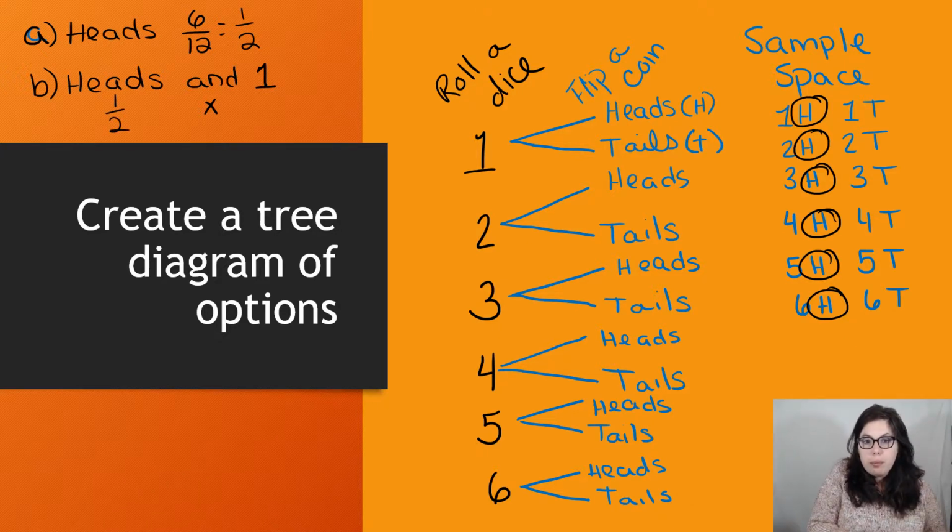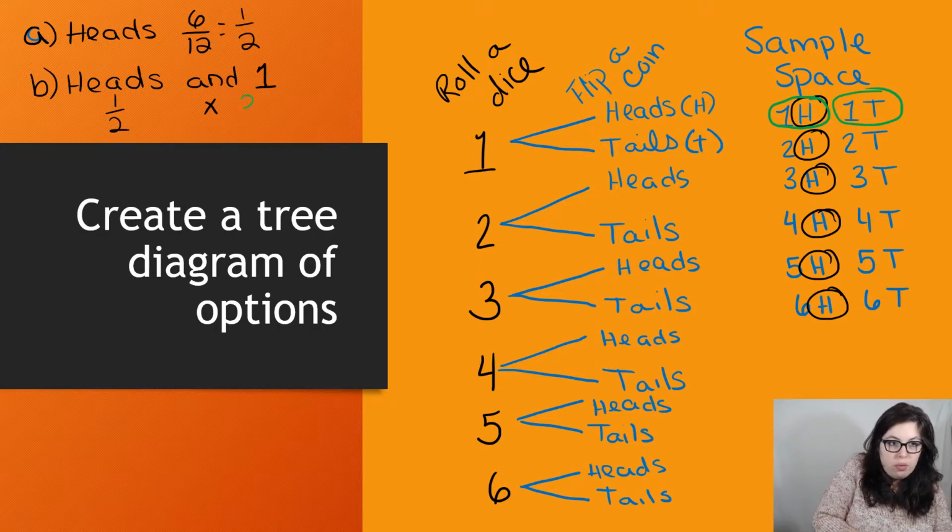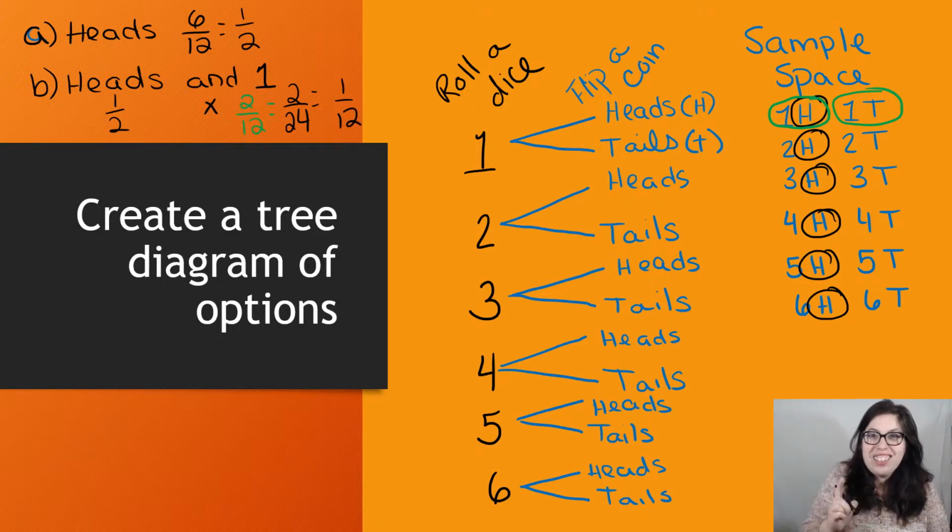Okay, my probability of getting a 1 is, let me switch colors, right here and right here. So it's 2 out of 12. If I multiply the probabilities, I'm going to get 2 out of 24, which if I reduce down is 1/12. Look at the beauty. That's the mathematical way of doing it. But I could have done it with my tree diagram and sample space.